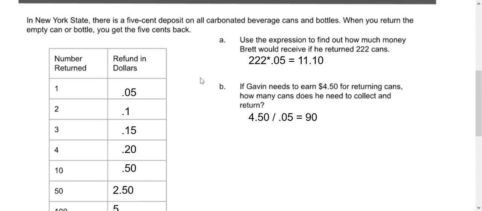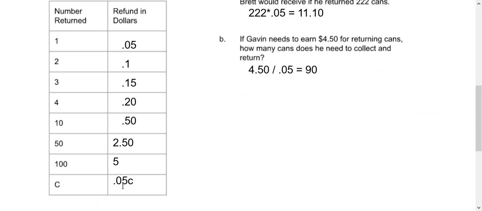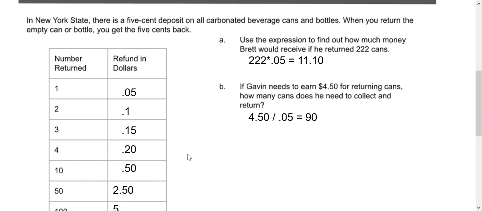Okay, so this one, this used to happen a lot way back when I was a kid, that they would give you a deposit back from your cans and bottles. And so when you return it, you get 5 cents back. So if you returned 1, you get 5 cents, 2, 10 cents, and on and on and on. So then your equation is 0.05 times the number of cans, so 0.05C.